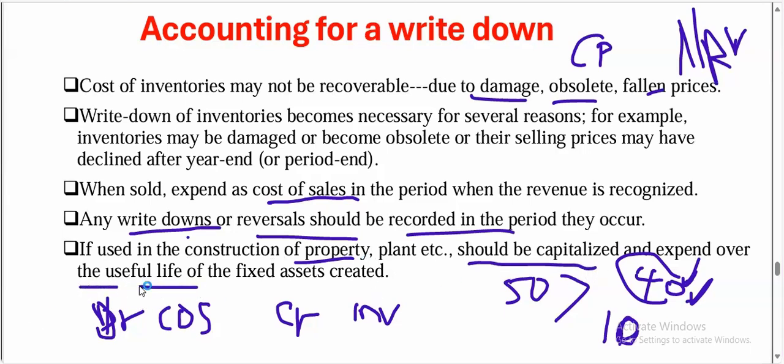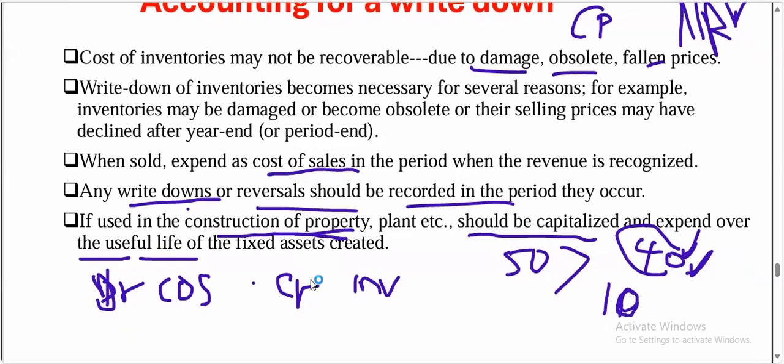So they're saying, if the inventory is used in the construction of property, plant and equipment, then the write down should be added to what? The cost of the PPE. Then it will be depreciated, right? So it should be added to the cost of the PPE. You see, if it's normal inventory, we add it to cost of sales. That means debiting cost of sales, right?